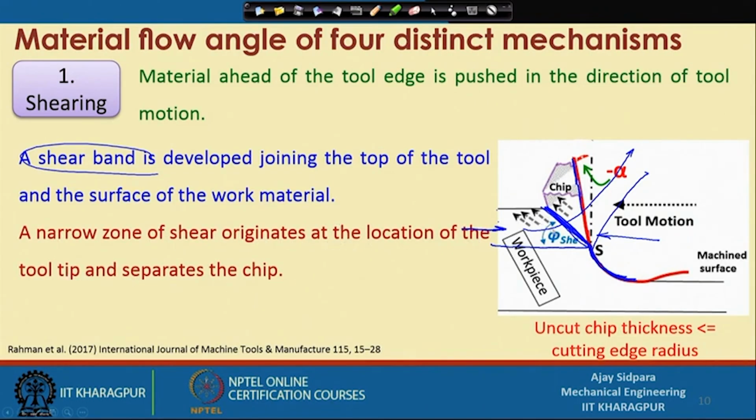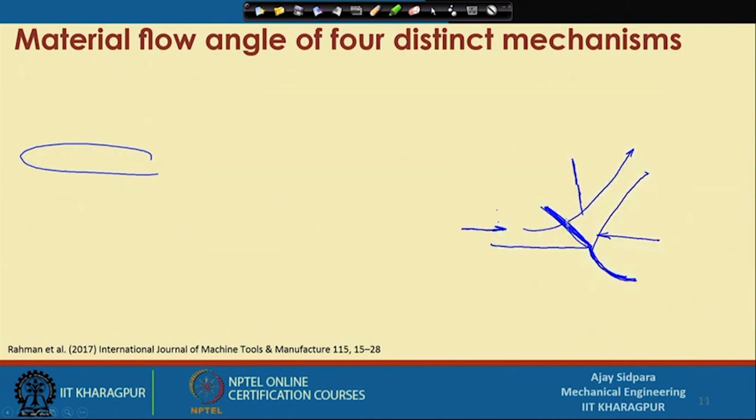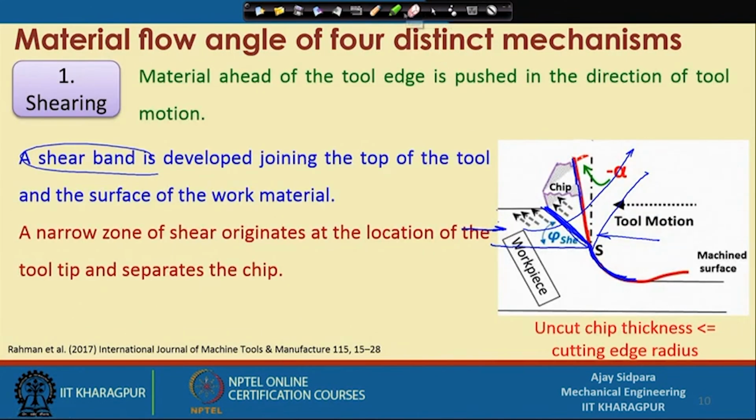So now we know that all this material is pushing towards the motion of the tool, but your material is continuously moving in this direction. Because of that, at one particular instant it will generate a shear band, and some material will come out as a chip. Now see, the chip location is this one, and still some material is here in this case.